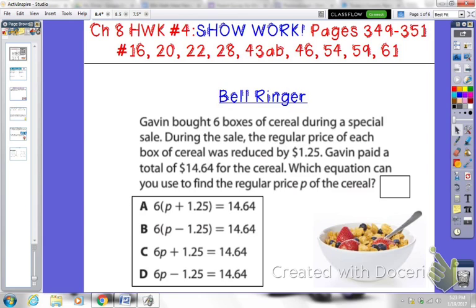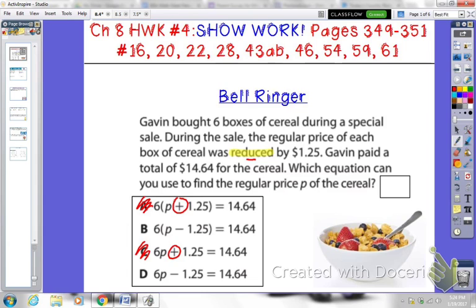So this is multiple choice. Anytime you're given a multiple choice question, use test-taking skills to eliminate obvious wrong answers. There's one key word in this statement, and it is reduced. Reduced means subtraction. So I can eliminate A and C because they both have addition in them, and I want subtraction. So the choices I have left are B and D.